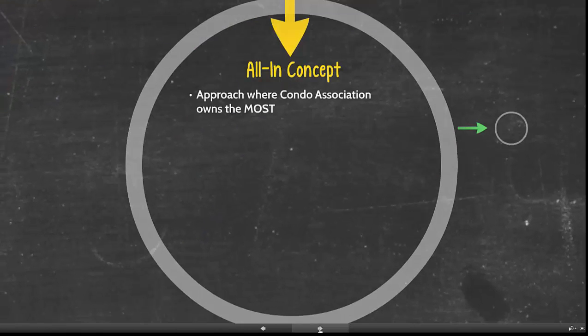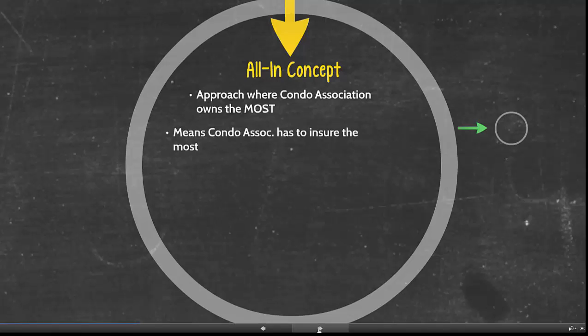And then lastly, the all-in concept, which is the opposite of the bare walls concept, where the condo association actually owns the most and the unit owner owns the least. It means then that the condo association has to insure the most, and that's something you need to keep in mind when thinking about all of these: whoever owns the most also is responsible for replacing property that is damaged or destroyed or stolen, and therefore is responsible for insuring that property. This can get pretty complicated when the all-in concept applies.